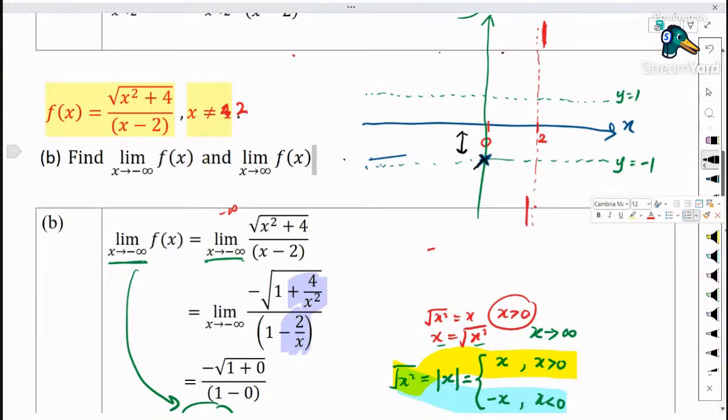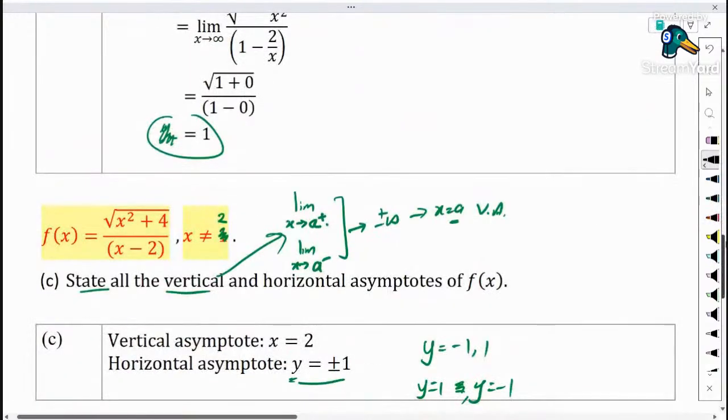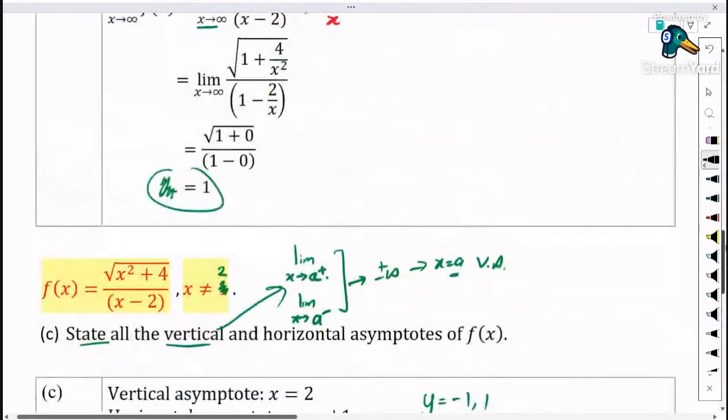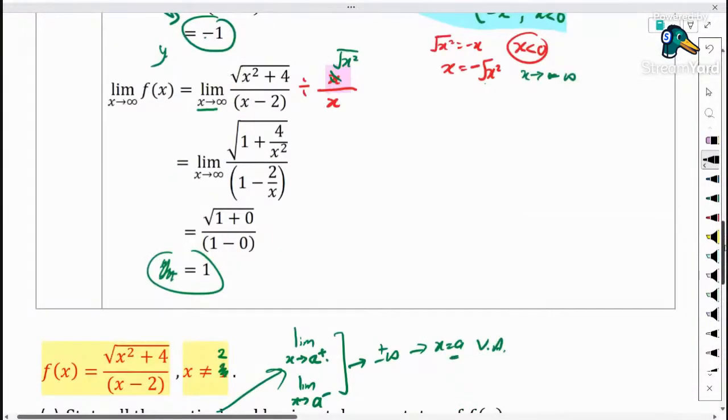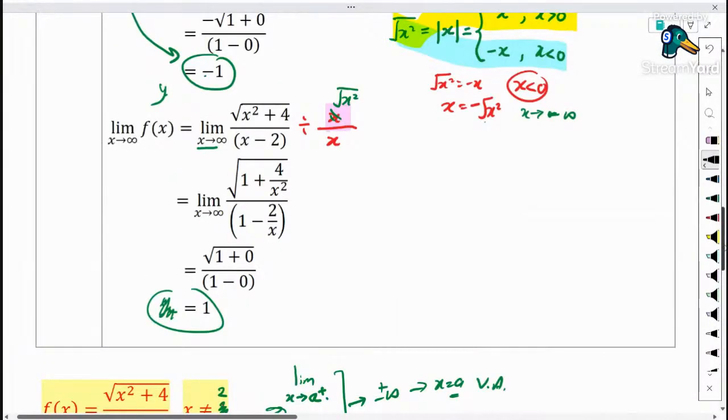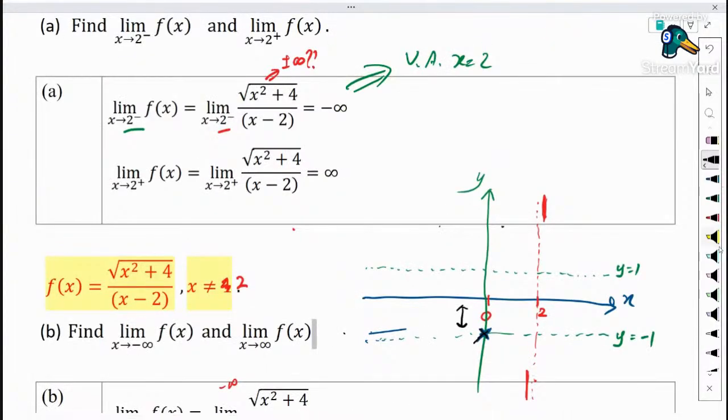Then go on, approach positive infinity. What we happen to find out is that at positive infinity, our y value is 1. That means at positive infinity it is getting very close to 1.